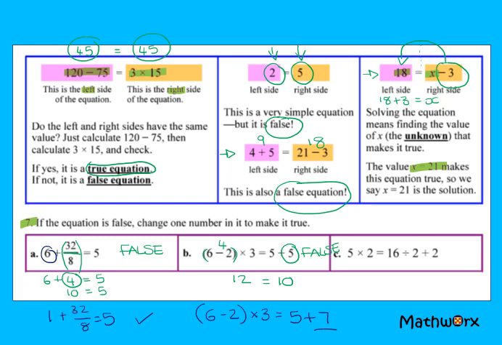Okay, and let's look at C. We have 5 times 2, which gives me 10, equals 16 divided by 2 is 8, plus 2 gives me 10. So this sum is true. Okay, and let's move on to the next slide.